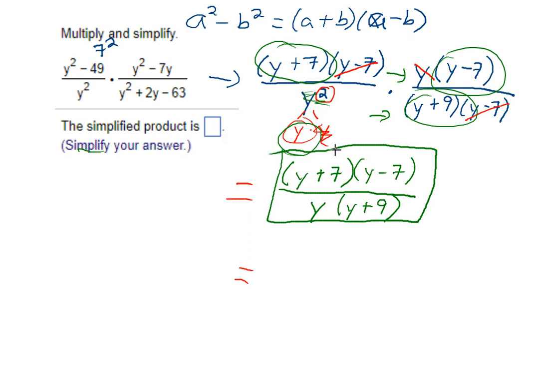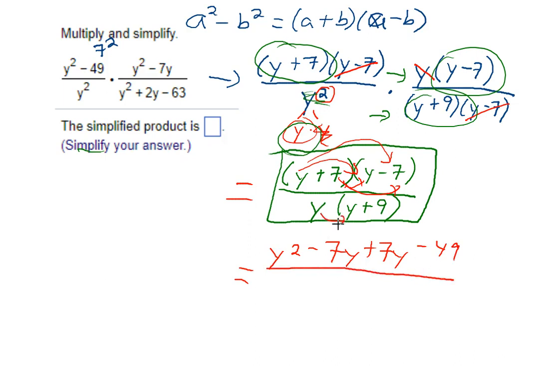If it doesn't, you just have to FOIL here. So y times y would be y squared. Y times negative 7 is negative 7y. 7 times y is positive 7y. And then 7 times negative 7 is negative 49. That's what you get on top.